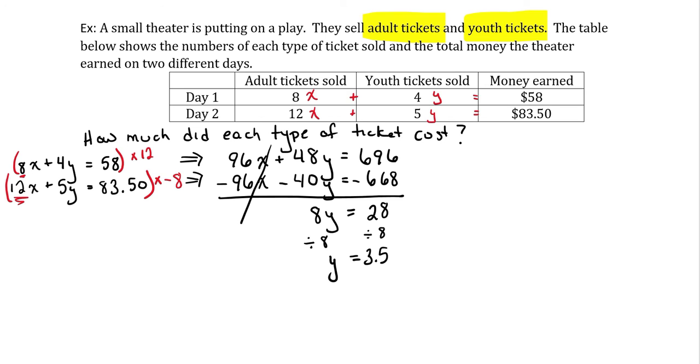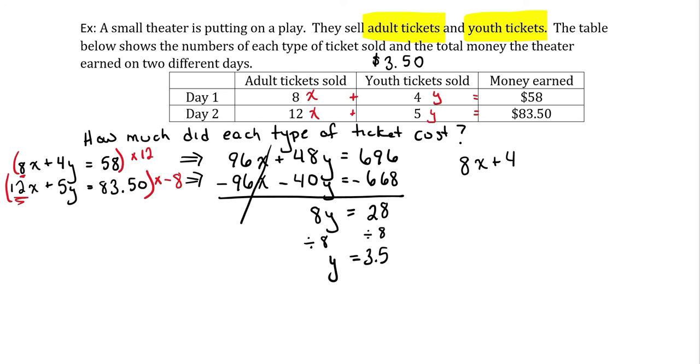Well, y is our youth tickets, so that means our youth tickets cost $3.5, and we typically write that as $3, and not just a 5, but we add our 0. So our youth tickets cost $3.50. Well, we want to know the cost of the adult tickets as well. So we can take either of our first equations. We can either take 8x plus 4y equals 58, or 12x plus 5y equals 83.50. Let's take the top one.